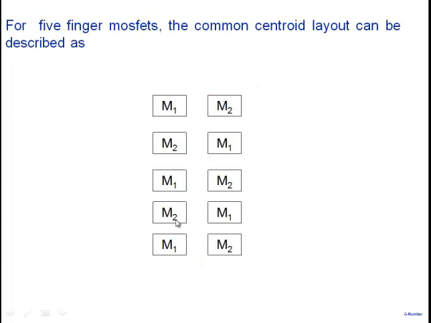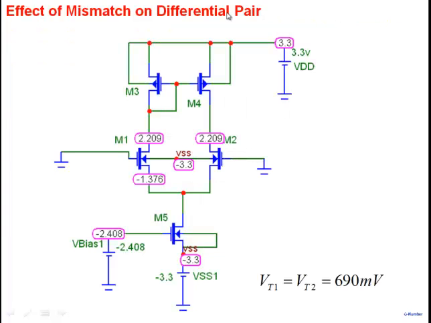Okay. Now, let's examine the effect of mismatches in a little bit more detail. Through simulation, I want to illustrate a few things. So this is a differential pair with current mirror load, right? It is biased here through minus 2.408, the bias voltage is here. There's a negative supply, positive supply here. And the body is also connected to the negative supply here. So note, no input is applied. This is ground and this is ground, right?